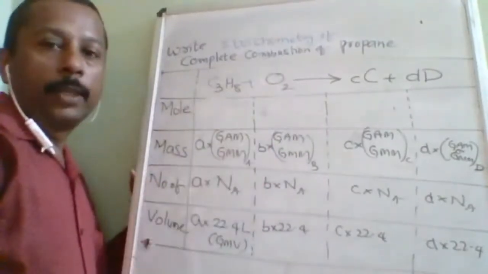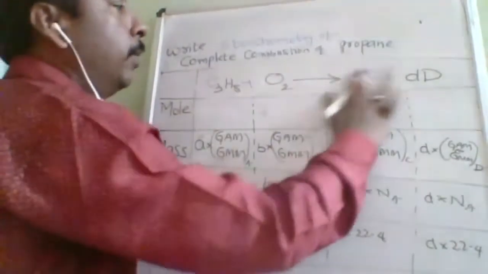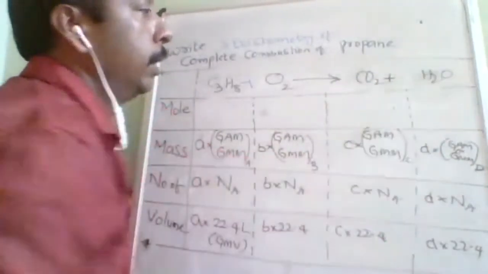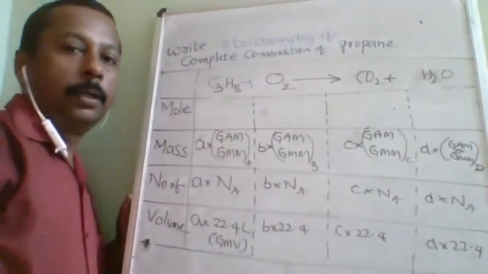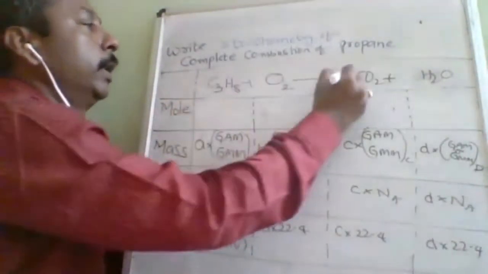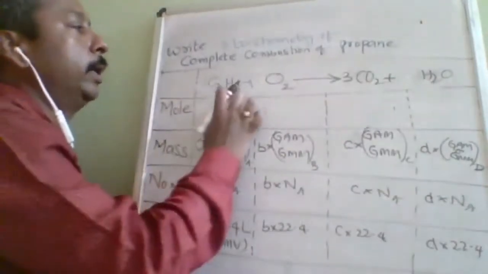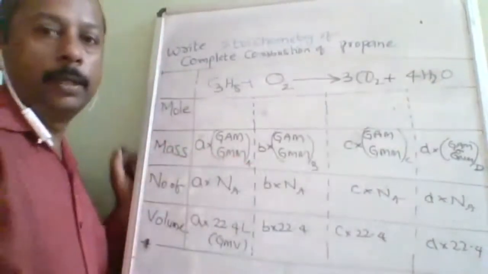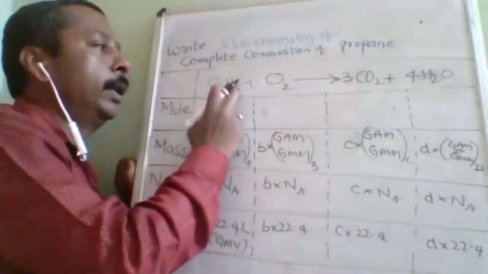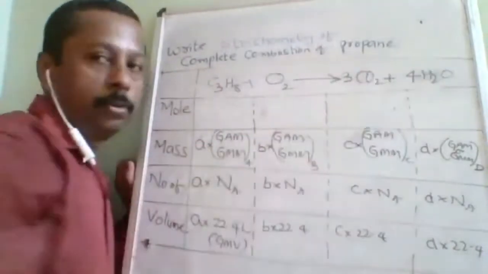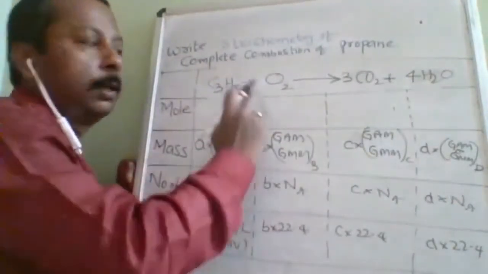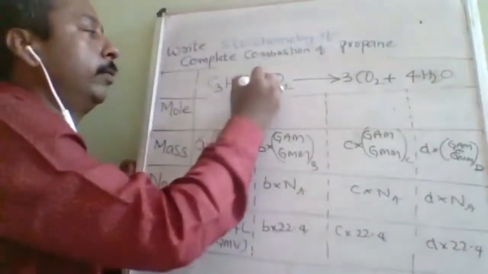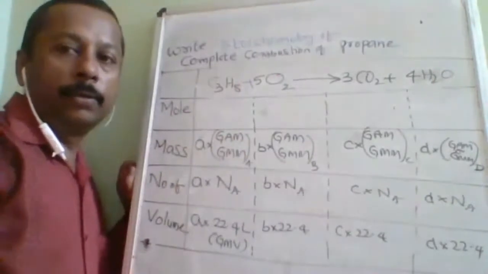For combustion, what do we require? Oxygen. If it is complete combustion, the products will be CO2 and H2O. Now for balancing: 3 carbons are there, so 3 CO2; 8 hydrogens are there, therefore 4 H2O. In this way we balanced carbon and hydrogen, but we are left with oxygen. 2 times 3 is 6, plus 4, so 10 oxygen atoms are required, therefore it is 5 O2.